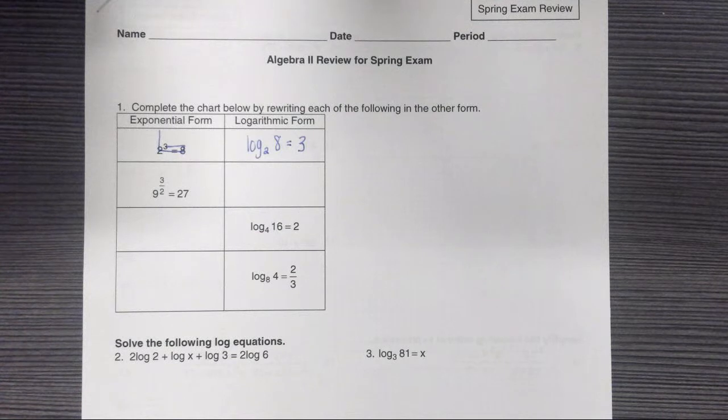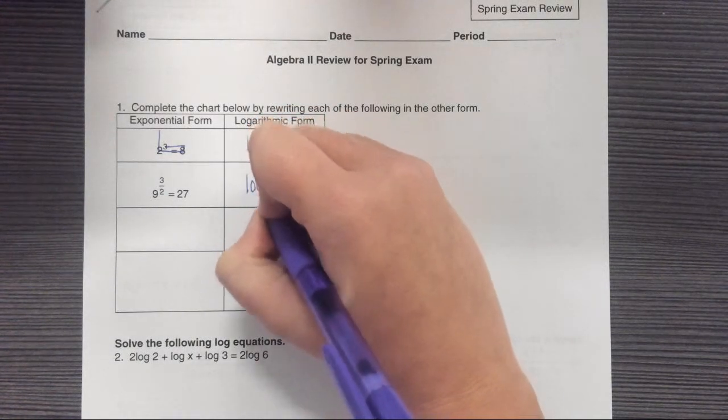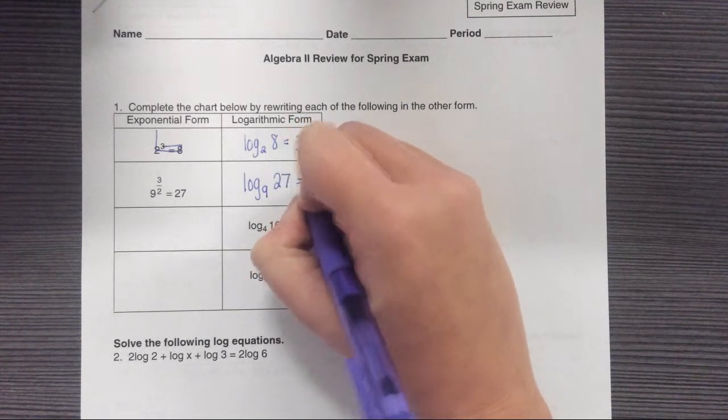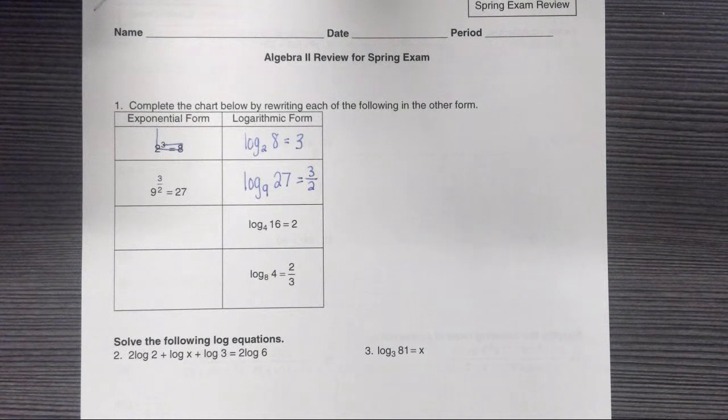And it works the same way with fractions, so you don't have to worry about things changing just because it's a fraction. So I can rewrite this as log base 9 of 27 is equal to 3/2, or 3 over 2.